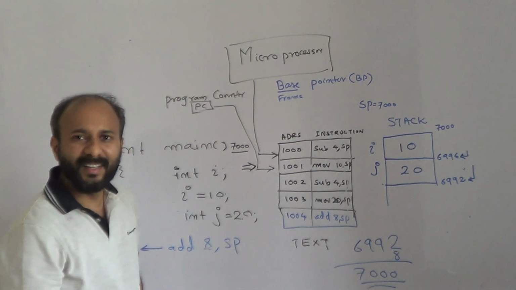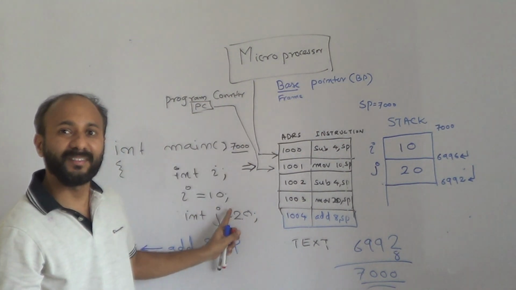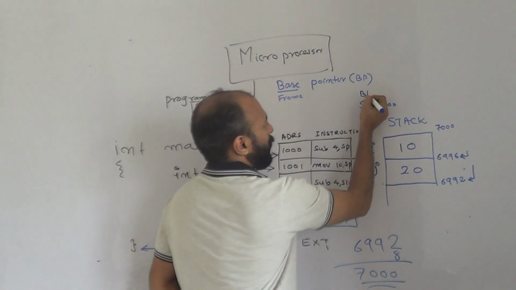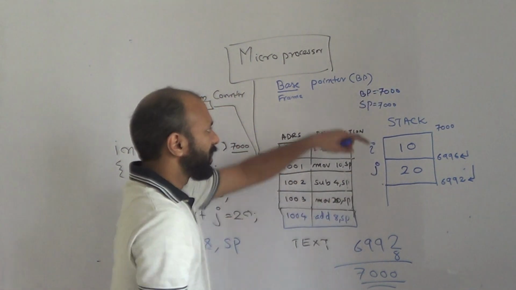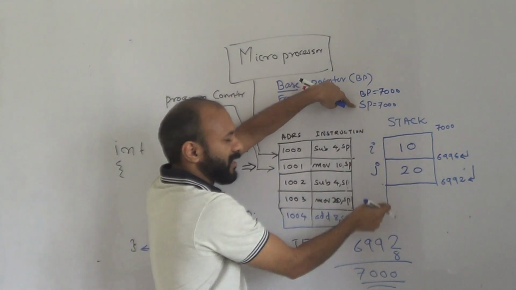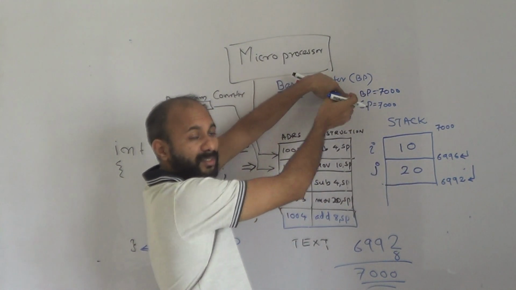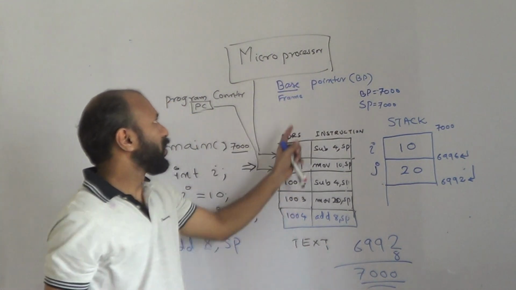BP is a static reference which will be the same throughout the function execution. So here BP also will start from 7000, which is a static value, but stack pointer will keep on decrementing or changing, but base pointer will always be constant throughout a function. You understood?